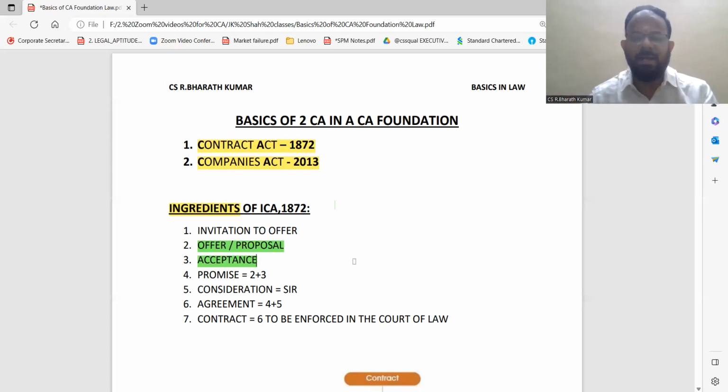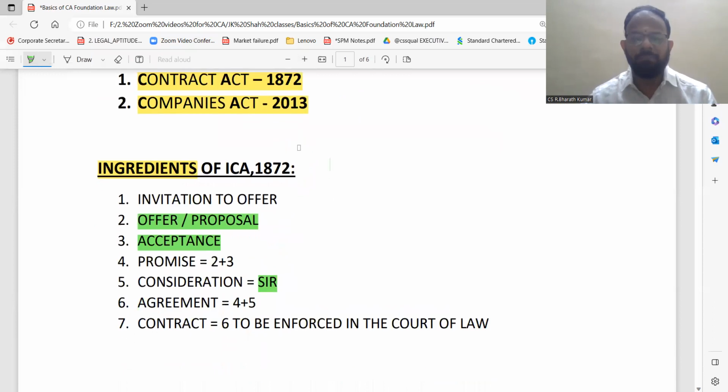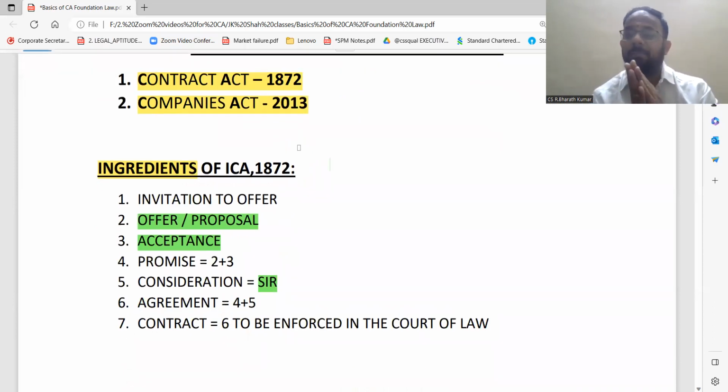So promise indirectly means offer plus acceptance, then only it becomes a promise. But for that, you need to pay something in return. So we use a word called consideration. What is SIR? Something in return. When we talk about something in return, it can be in cash, or it can be in kind.